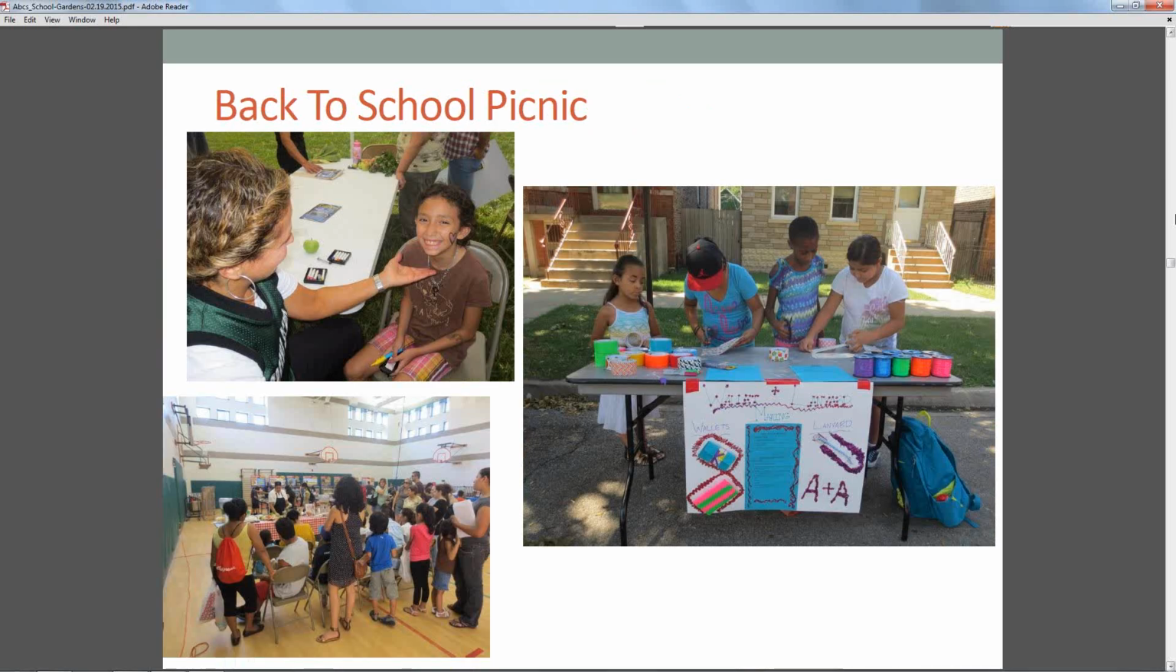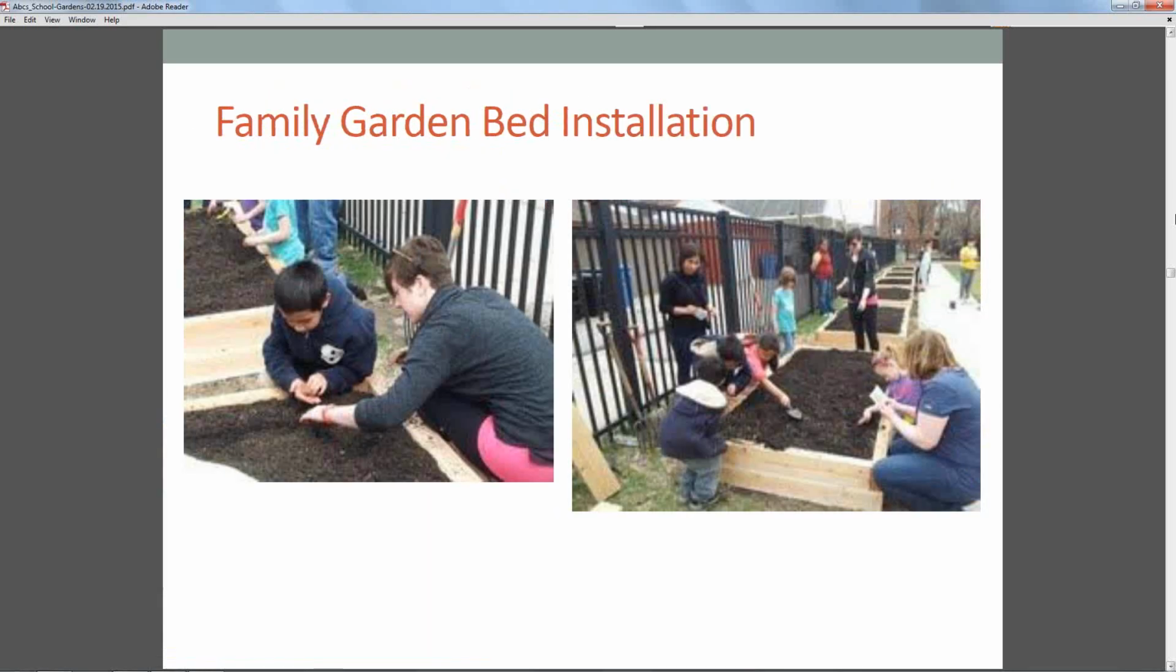This is another. We do our back-to-school picnic. The garden's a great venue for doing that. We have tours of the garden during our back-to-school picnic. We're also part of a garden tour in McKinley Park, which is our area of the city, and we put parents and students in charge of those tours, so that they're the docents in bringing families and community members around to see some of the different things that are being planted and that are growing. So once again, building up their pride and their sense of ownership over that garden. Next slide.